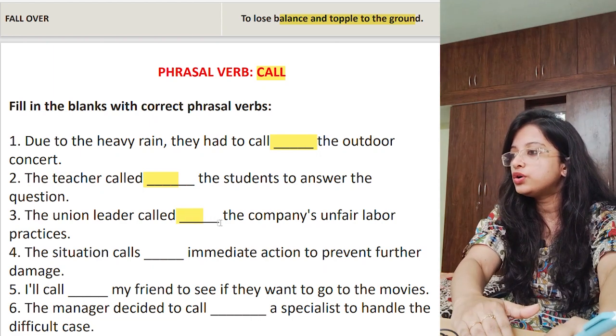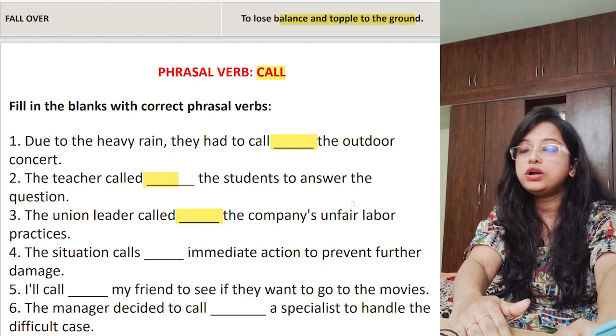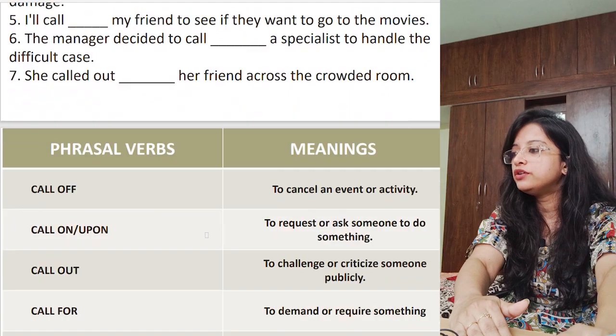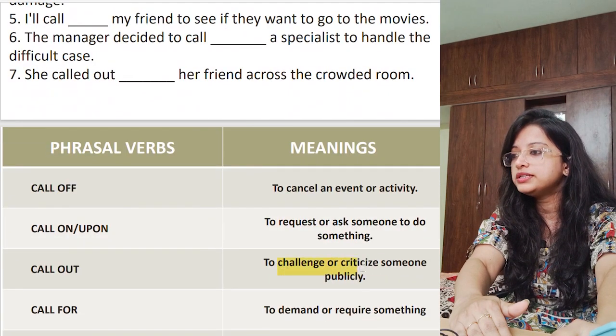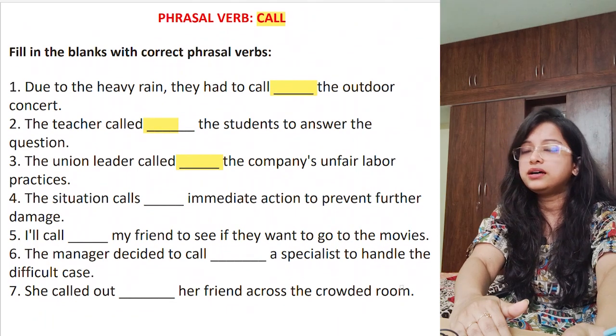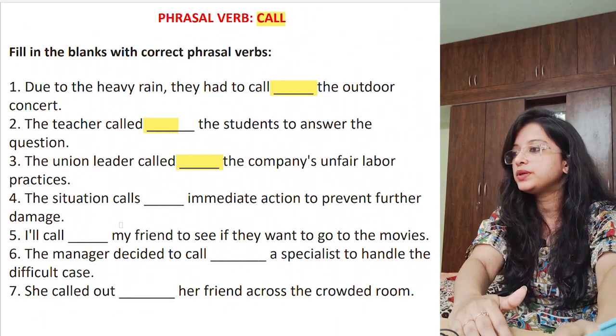The union leader called dash the company's unfair labor practices. Called out, right? If you want to know the meaning of call out, I have also mentioned it over here: it is to challenge or criticize somebody publicly. They say it to the face that you are not doing this correctly, right? This is something which is wrong.